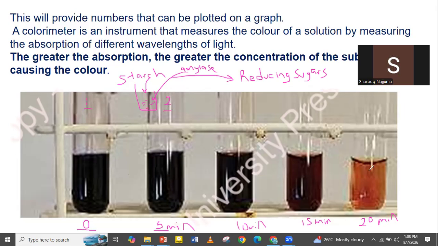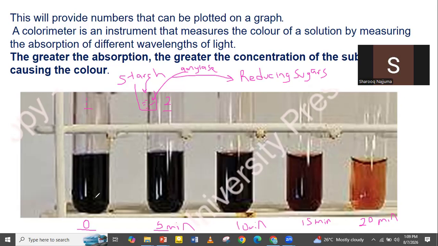Yes, for the test tube after 20 minutes, it's very much obvious that the levels of starch have decreased so much, but still its absorbance can be measured. And if we measure absorbance, we can see that obviously test tube 0 will give us the highest absorbance. Why? Because the color intensity is a lot, meaning the substance causing the color, which is starch, is much.